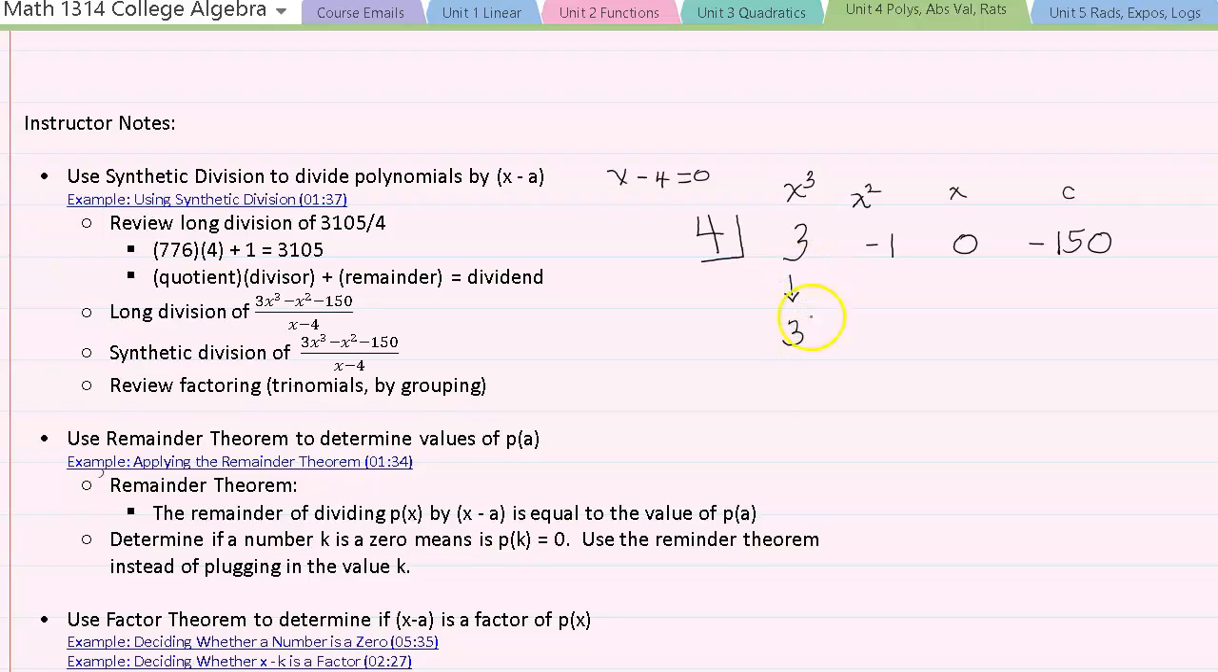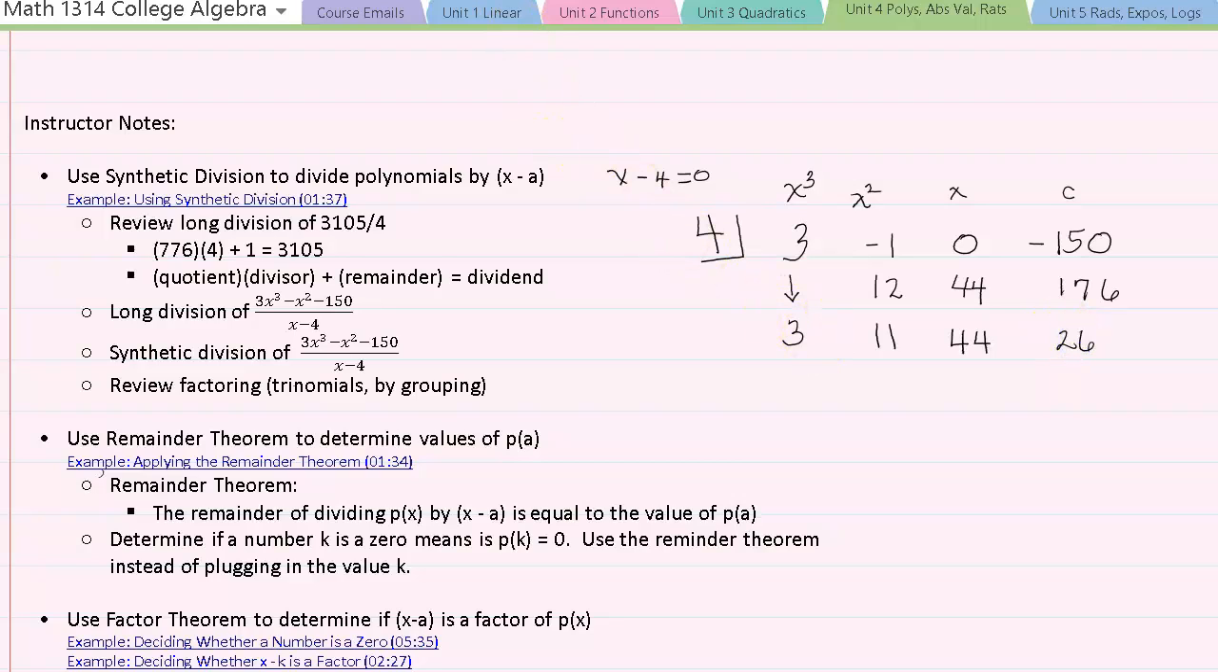the 3. Then we multiply the 4 times the 3 and place the 12 under the next number, and then we add. -1 plus 12 is equal to a positive 11. Now multiply 4 times the 11 and place the 44 under the next number and add. 0 plus 44 and we get 44. Now multiply 4 times 44 and place 176 under the last number and add -150 plus 176 and we get 26.